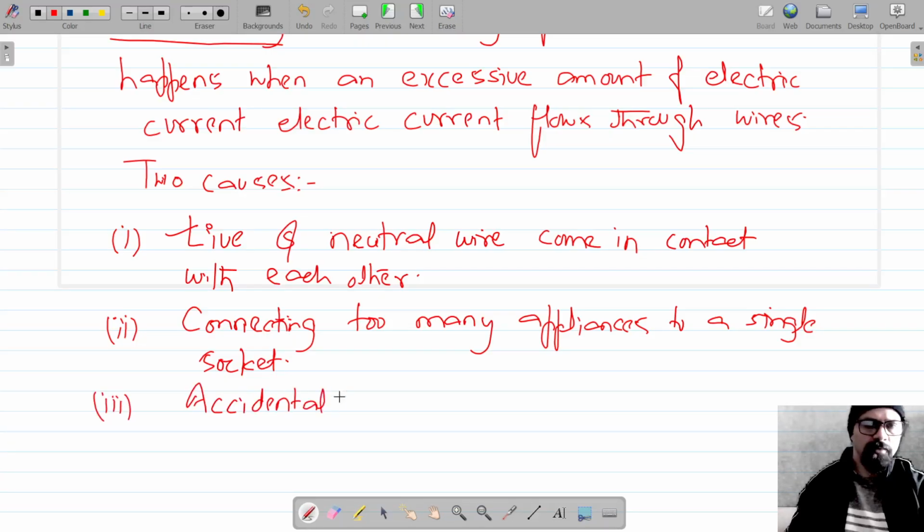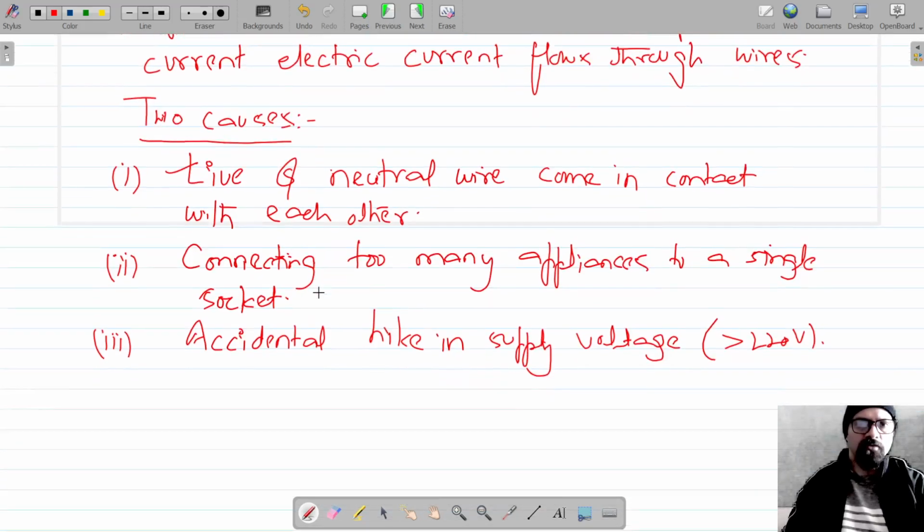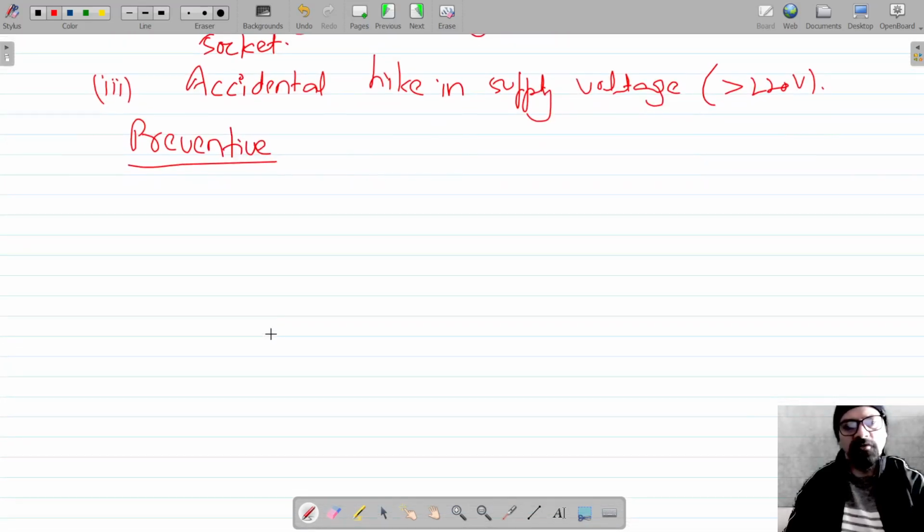Or the third reason could be an accidental hike in supply voltage, and we know the supply voltage to our home is 220 volts. So somehow if it exceeds 220 volts, that could be a possible reason for overloading. Okay, now what could be the preventive measures? How do we prevent this if it happens? What would be the preventive measures that we should use as safety measures?